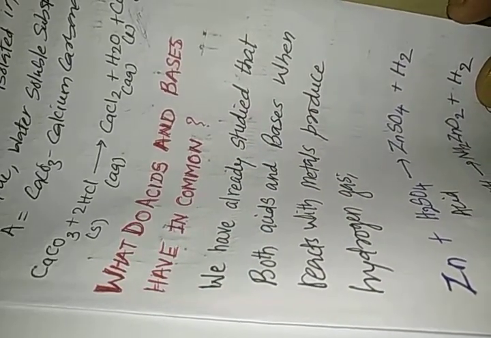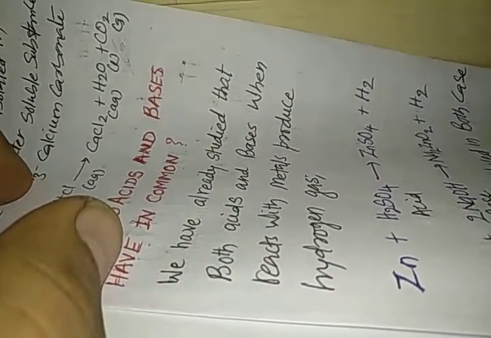We have already studied that both acids and bases, when they react with metal, produce hydrogen gas. So, production of hydrogen gas when acid and base react with metal is a common thing between both acid as well as base. Let us understand the same with the chemical reaction.